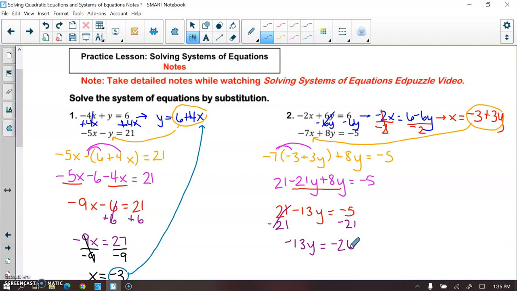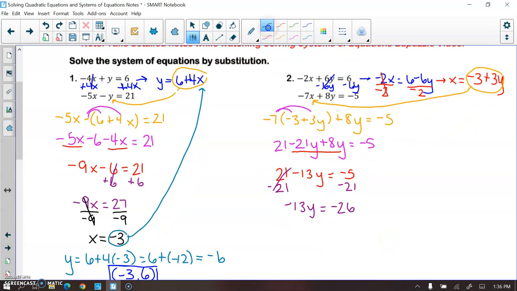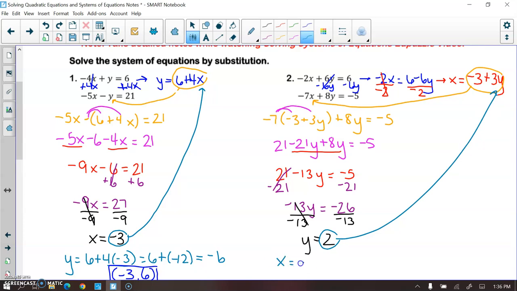Then I'm going to divide by negative 13 on both sides to get y is equal to 2. So then I'm going to take that 2 and put it in for y in the equation that I isolated x in. So I have x is equal to negative 3 plus 3 times 2.